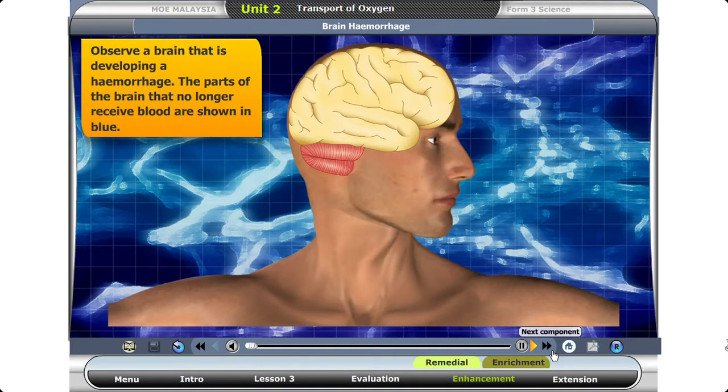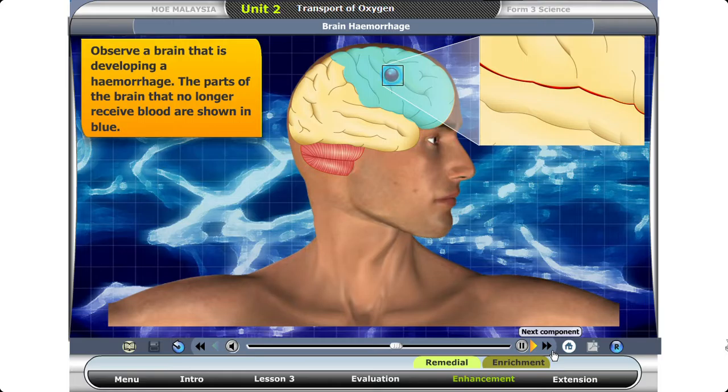High blood pressure over long periods of time may weaken the walls of blood vessels or capillaries. A brain hemorrhage occurs when the weakened wall of a blood vessel or capillaries in the brain ruptures or bursts. Blood may leak into or around the brain tissue. What happens when the brain suffers a hemorrhage? Let's observe a brain that is developing a hemorrhage.